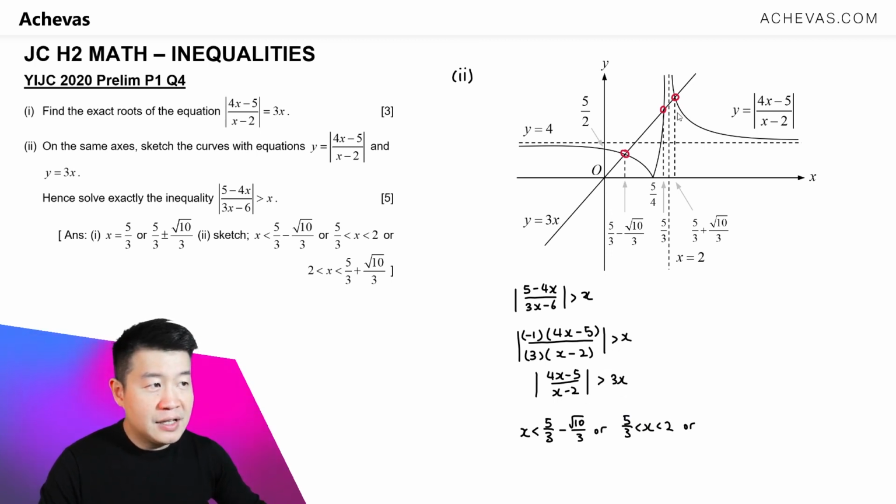And finally, the one last part that is going to also satisfy the inequality is this region here. For this region, x is going to be between 2 and 5 over 3 plus square root of 10 over 3. So my last set of values will be from 2 to 5 over 3 plus square root of 10 over 3.